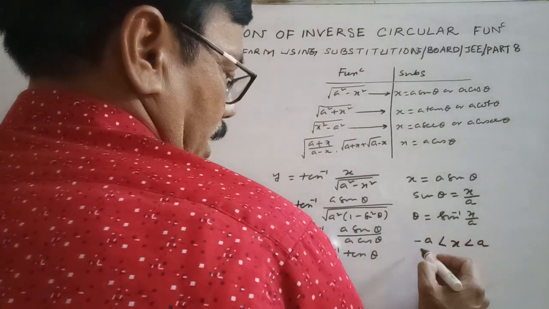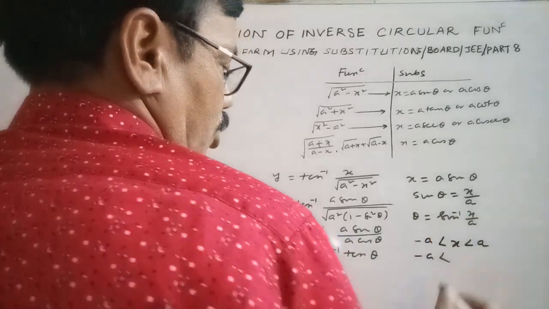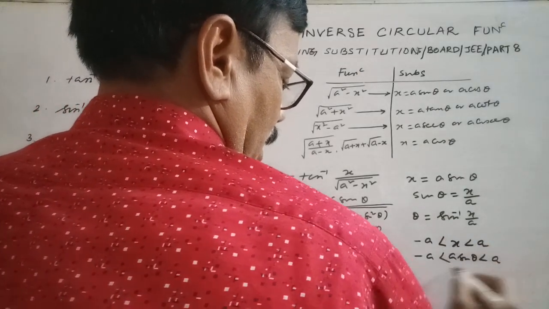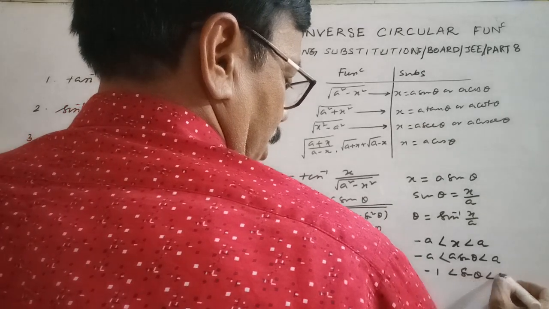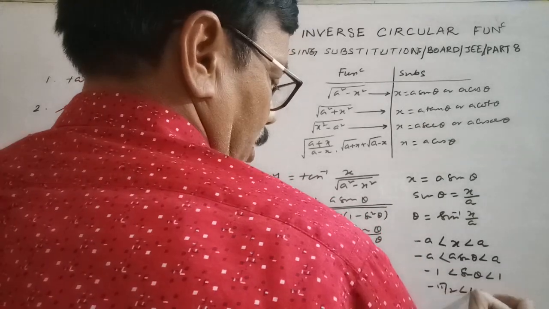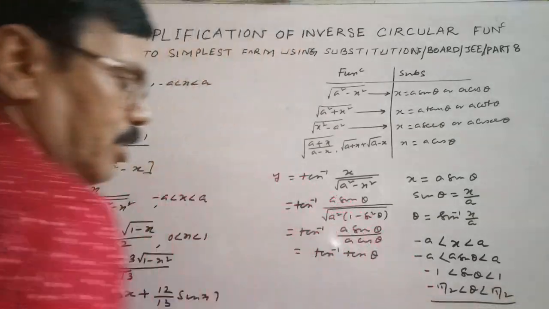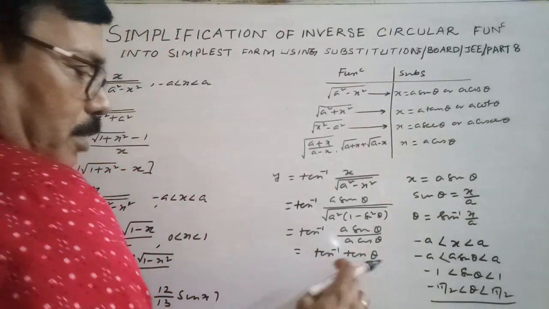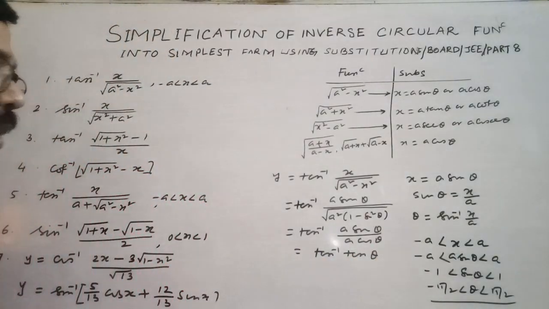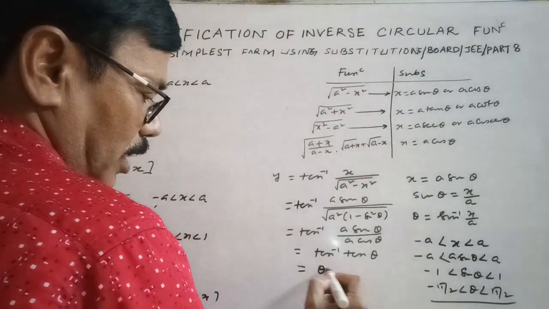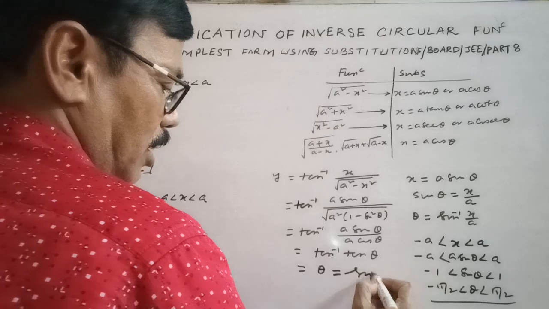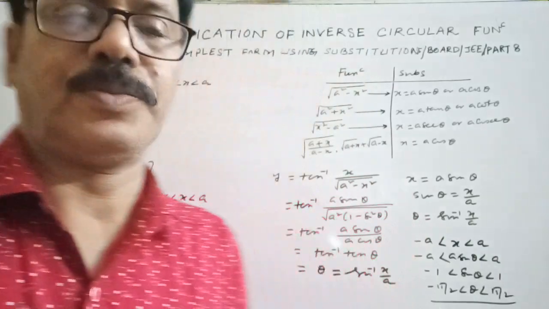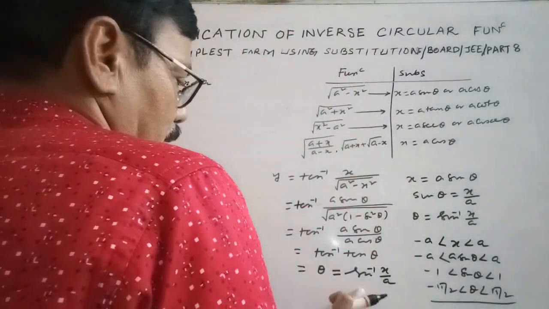So what is x? x is a sin theta, less than a. So minus 1 less than sin theta less than 1. So minus pi by 2 less than theta less than pi by 2. That is, theta belongs to the principal value, because in tan inverse, the principal value belongs to minus pi by 2 to plus pi by 2. So we are getting theta. Now what is theta? Sin inverse x by a. This is the simplified value. So y equals sin inverse x by a.